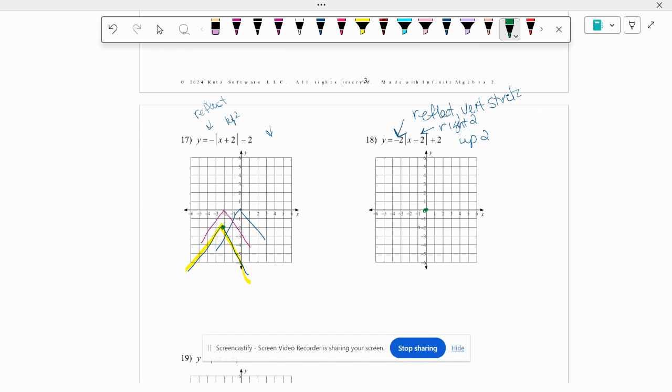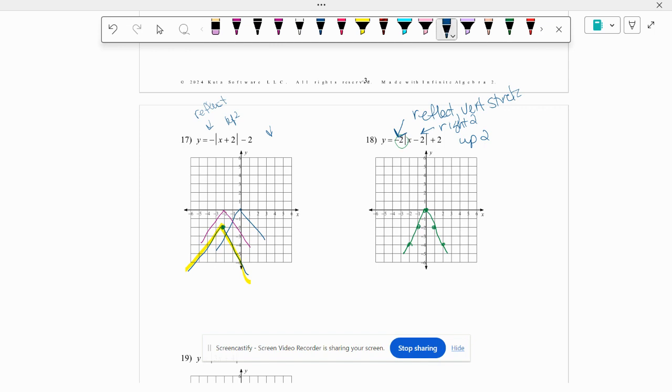So 0, 0, 1, and -1 are now going to be multiplied by 2, right? So that stretches it to 2, and then an output of 2 multiplied by 2 is going to give me an output of 4. So we've taken care of the reflect and the stretch.